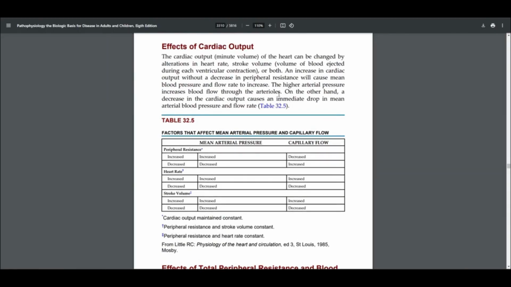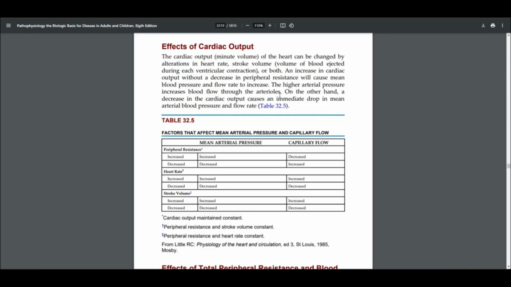The effects of cardiac output. Cardiac output, or minute volume of the heart, can be changed by alterations in heart rate, stroke volume, or the volume of blood ejected during each ventricular contraction, or both. An increase in cardiac output without a decrease in peripheral resistance will cause mean blood pressure and flow rate to increase. The higher arterial pressure increases blood flow through the arterioles. On the other hand, a decrease in cardiac output causes an immediate drop in mean arterial blood pressure and flow. There's a table here of what causes an increase or a decrease.